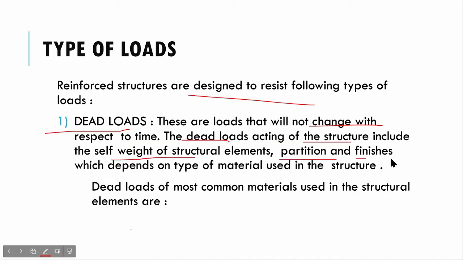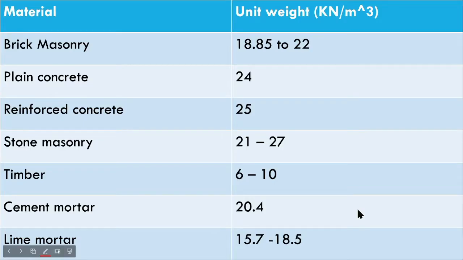partition and finishes. The self weight includes structural elements like column, self weight of column, self weight of beam, and self weight of slabs, walls, etc., which also depends upon the type of material used in the structure. The most common materials used in structural elements are as follows.